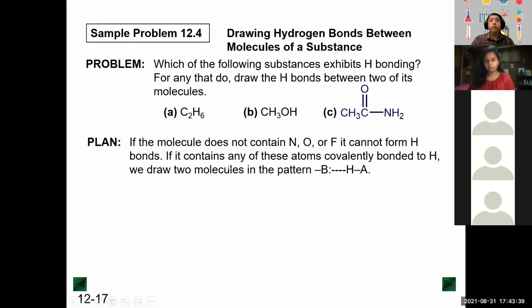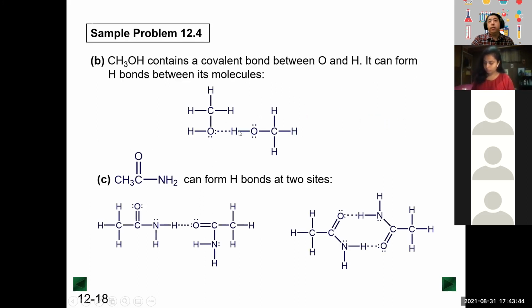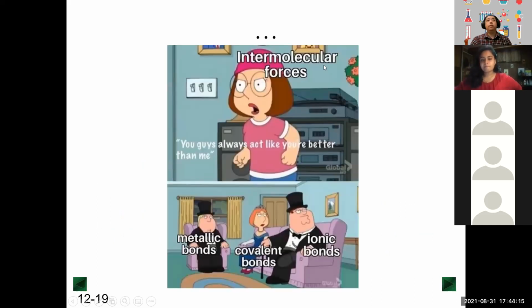So if we look at the examples here, first one has no hydrogen bond, second one does. You can combine it through here. This hydrogen from this molecule is attracted to this oxygen, the lone pair. And then down here, this NH2 right here, the hydrogen is again attracted to the lone pair of the other nitrogen. So both methods work. Okay, any questions? All right.